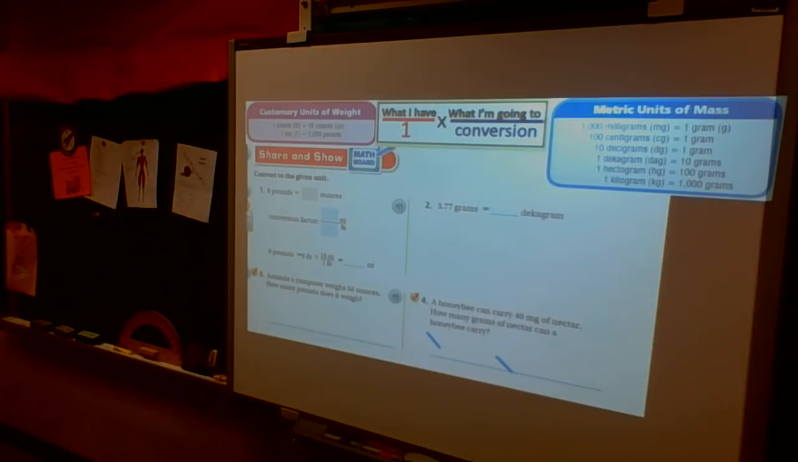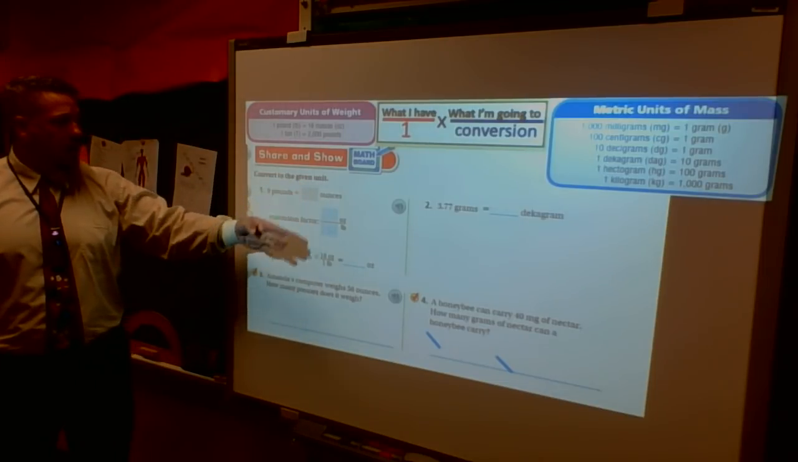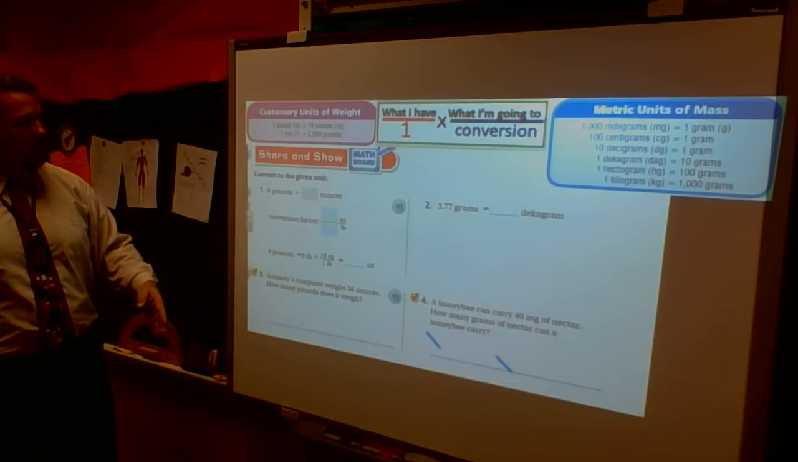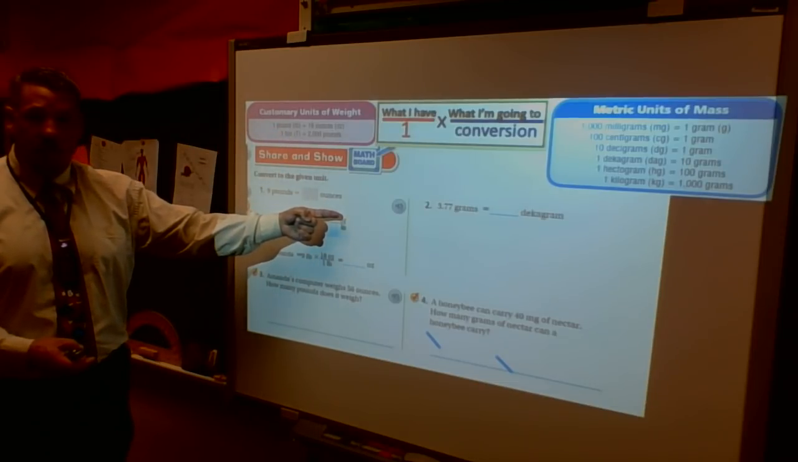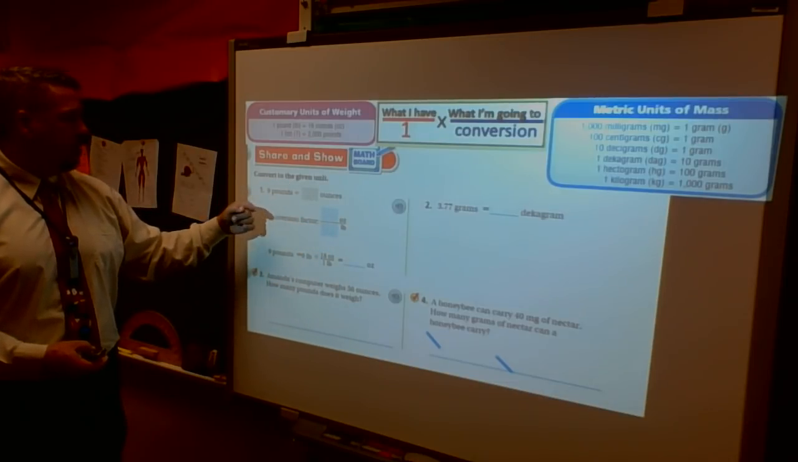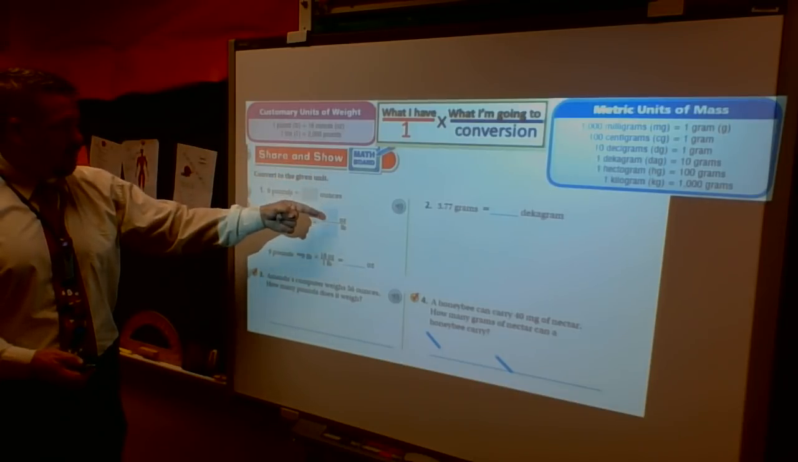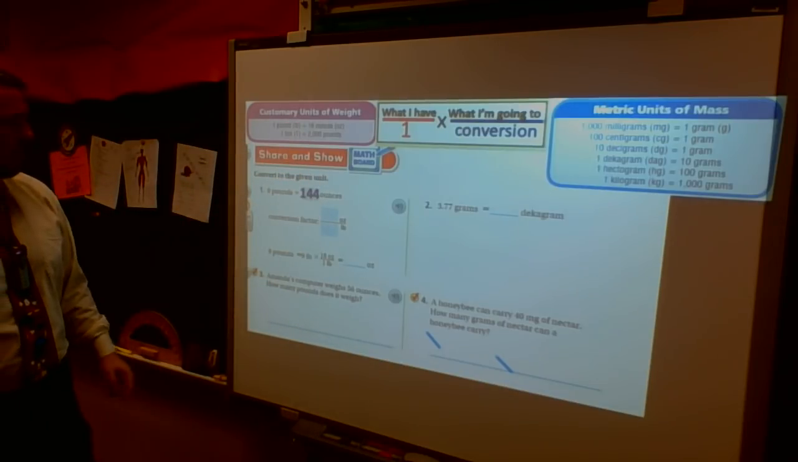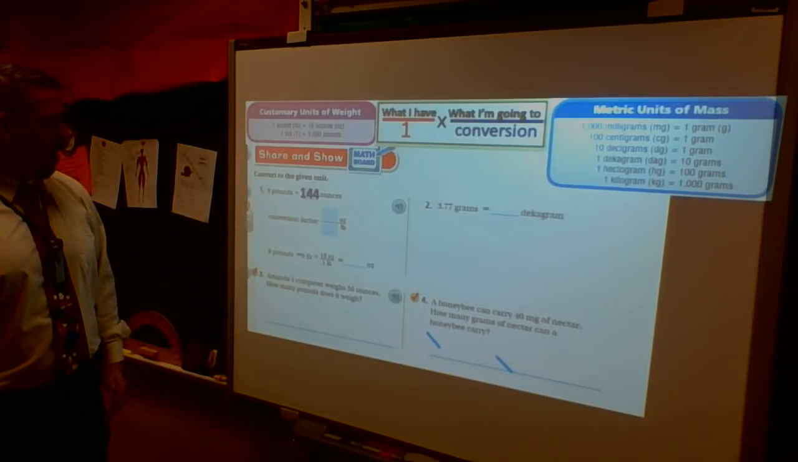All right, so we'll get to our practice problems. We're going to go from pounds into ounces. That means we're going to use our customary weights. I know which one I'm going to go to because I'm changing it into ounces, which has to be on top, and my pounds has to be on bottom because that's what I'm starting with. So it tells me if there's 1 pound, it has to go on bottom. 16 ounces has to go on top. Well, I know that my answer is going to be 144 ounces.